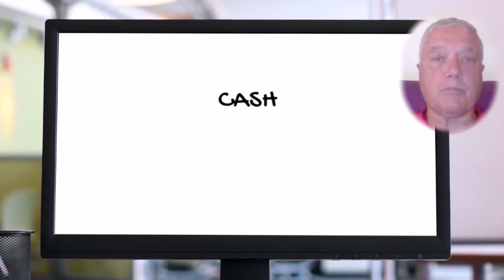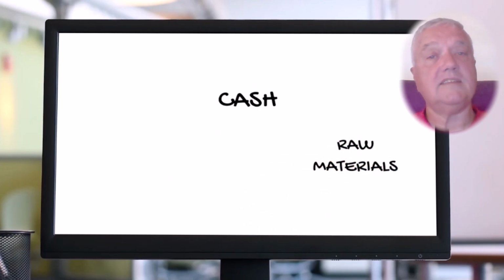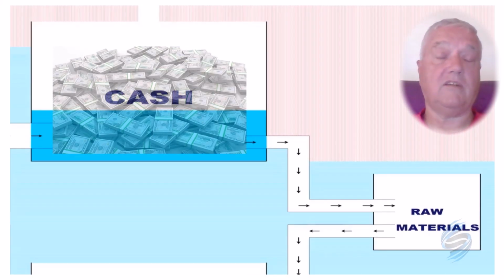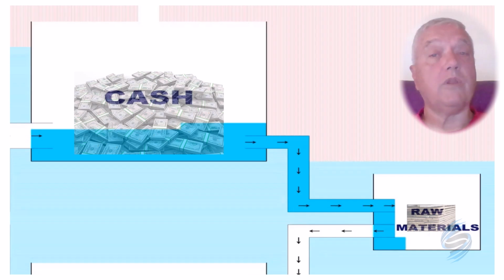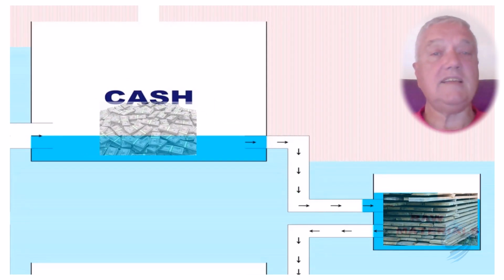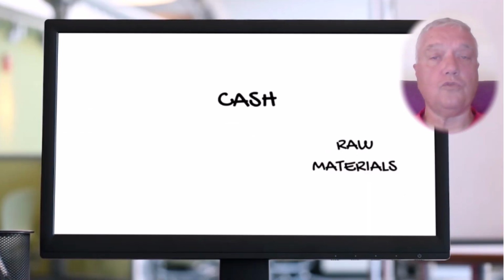The second step in this process is that this cash is then converted into the raw materials or the raw resources with which to build this kitchen. So the 80,000 is converted into raw resources. These resources could be various forms.